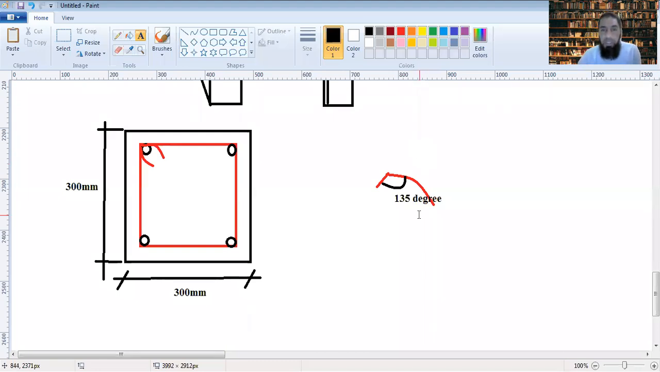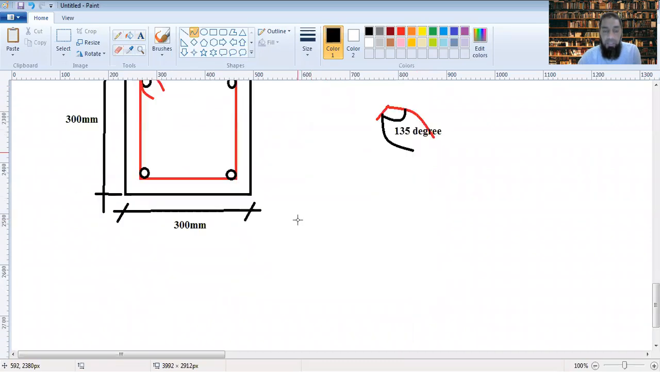Similarly, in the opposite plane as well, when you are providing the other one, it's also at 135 degree. So the hook is to be provided at 135 degree. This is for a simple case.